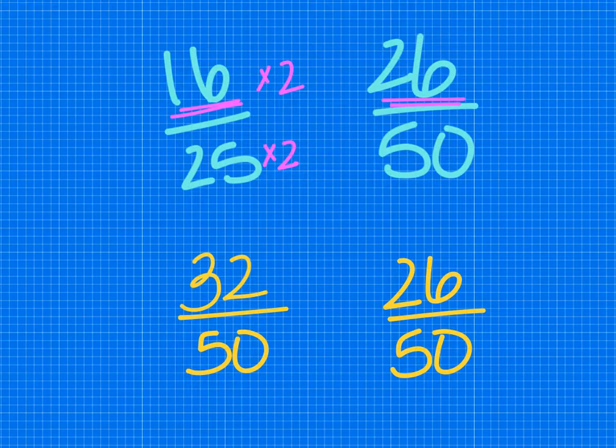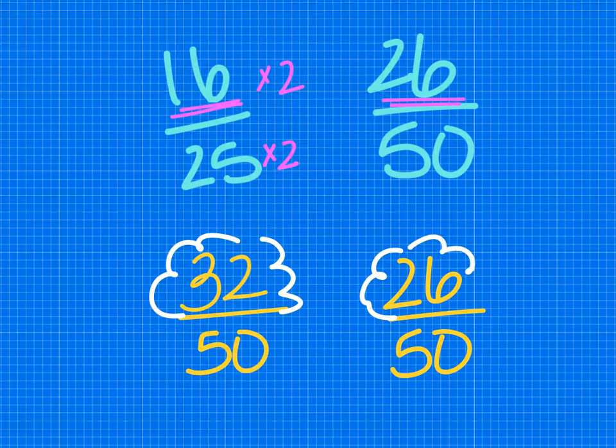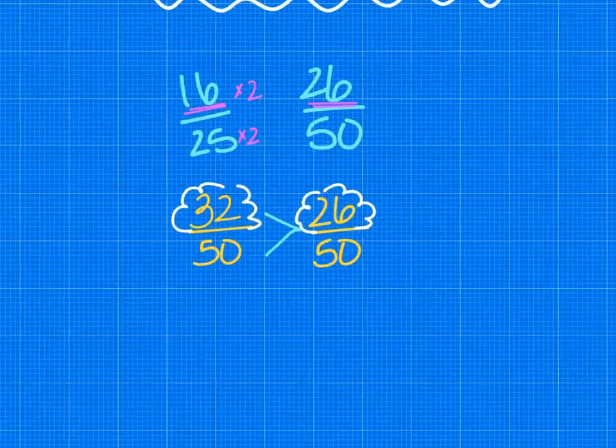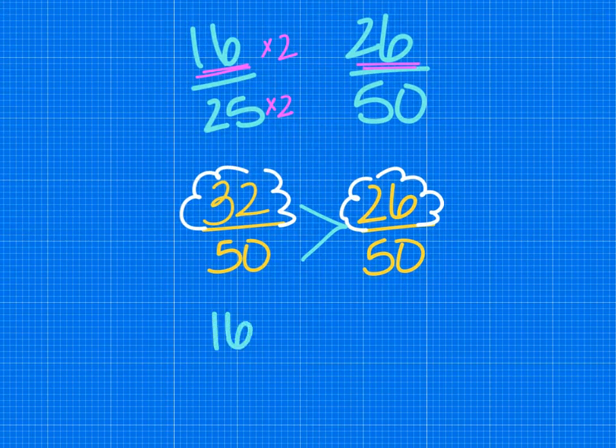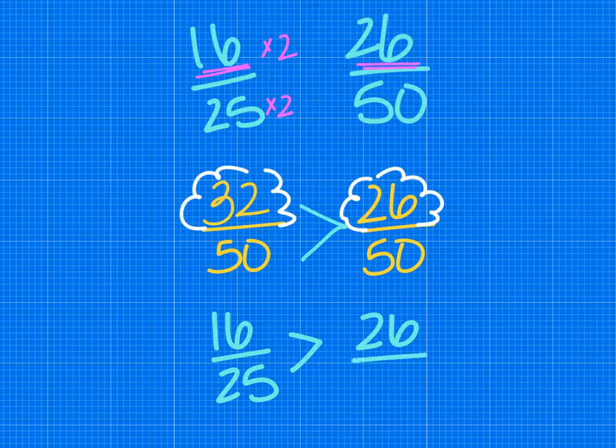Now, if I look at just the top number, I want to know which one is larger. So 32 is clearly larger than 26. So I would then rewrite it as 16 over 25 is greater than 26 over 50.